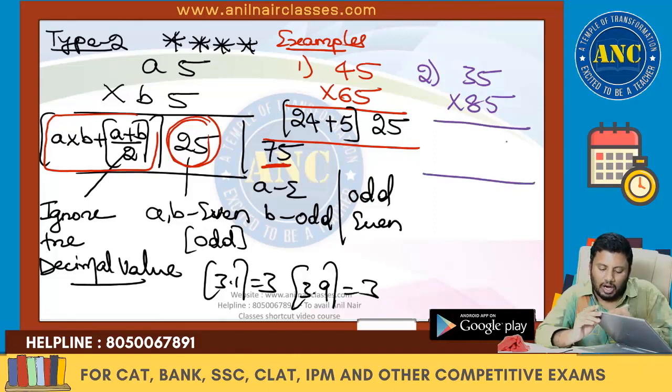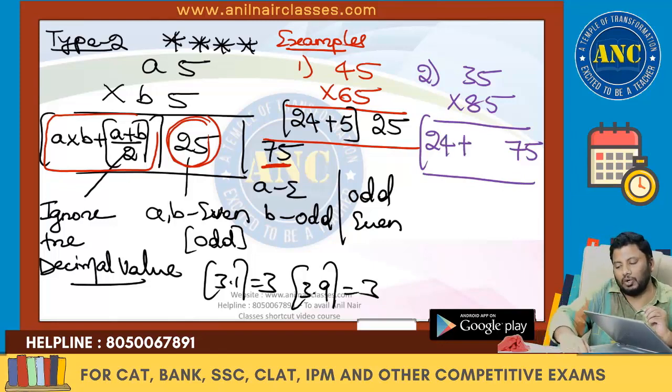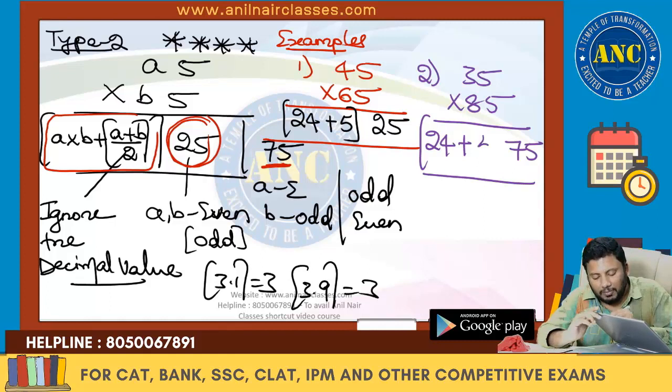Second one, 35 into 85. Even 5 into odd 5, 75. 3 8s are 24, plus (A plus B) by 2: 3 plus 8, 11. 11 by 2, 5.5, so 5. Answer is 2975.